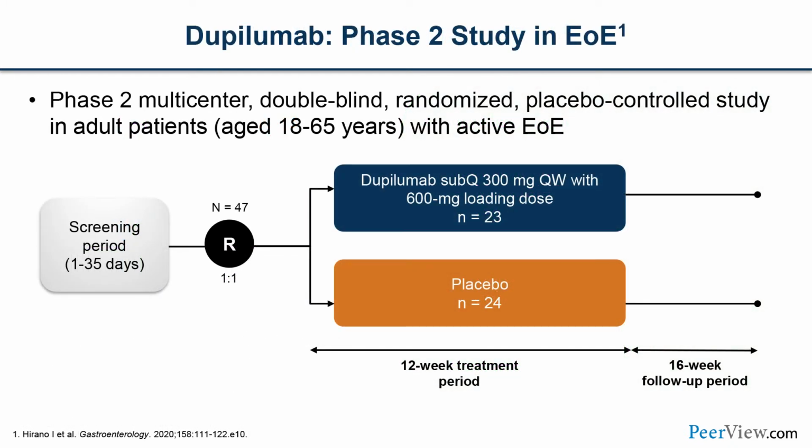There has already been a phase 2 study, and Dr. Dillon has been part of this, where we looked at dupilumab in a randomized controlled trial, 1-to-1, for about 12 weeks in patients that were older, 18 to 65 years of age, and they randomized either to placebo or dupilumab, where they had a loading dose and then weekly injections. They did this for about 12 weeks, and then they had a follow-up afterwards.